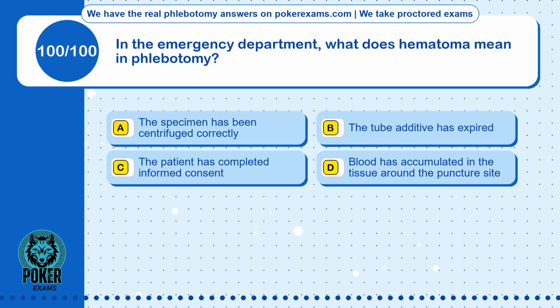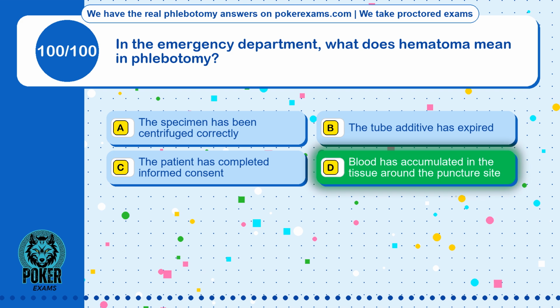Question 100. In the emergency department, what does hematoma mean in phlebotomy? Option A. The specimen has been centrifuged correctly. Option B. The tube additive has expired. Option C. The patient has completed informed consent. Option D. Blood has accumulated in the tissue around the puncture site.